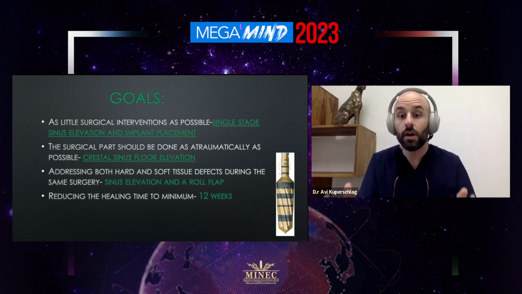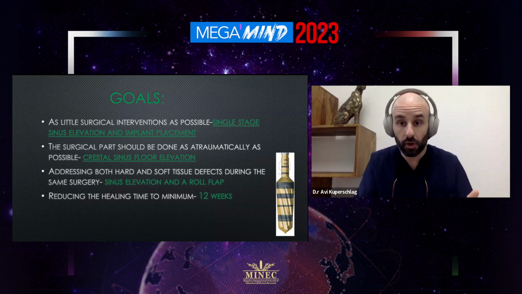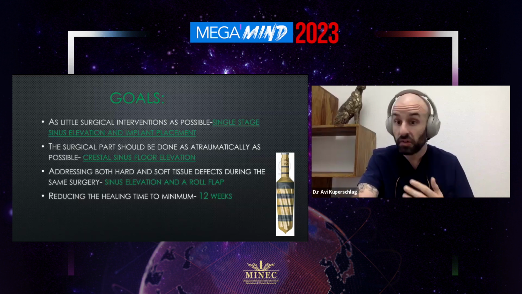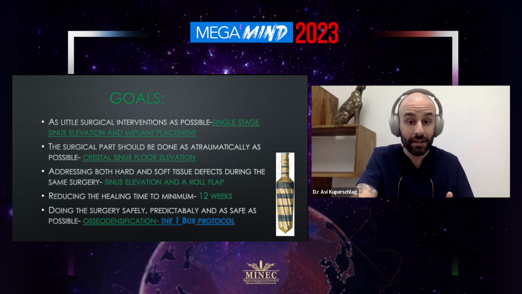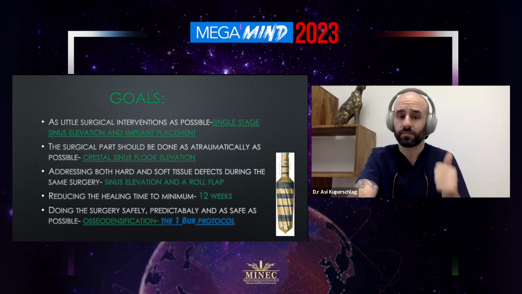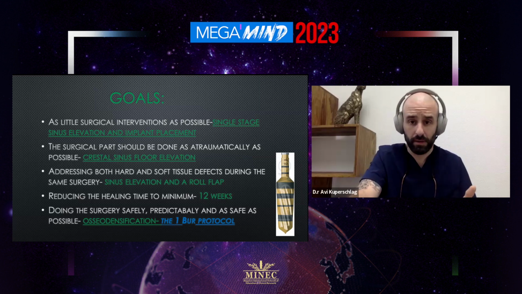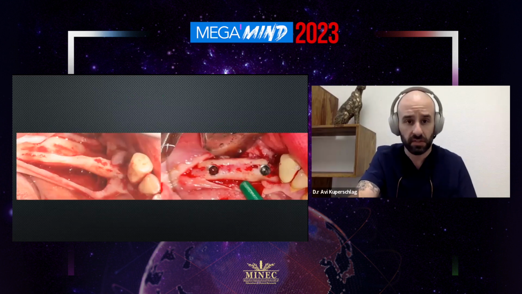In 12 months, we were able to go from surgery to prosthetics. These are amazing numbers. And we did it, and this is super important, safely and predictably, by using my 1 burr protocol. Now, what I want to say is that I'm a trained surgeon. I really like doing these big surgeries, where we start from nothing. We do a bone block, then we do a free gingival graft. From 0 to hero, we can call it.